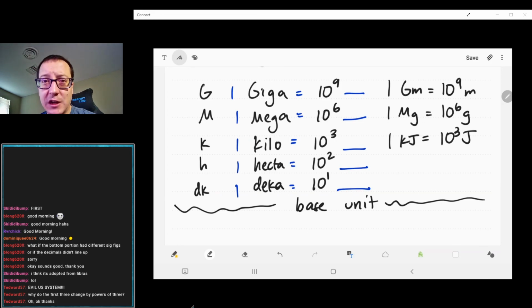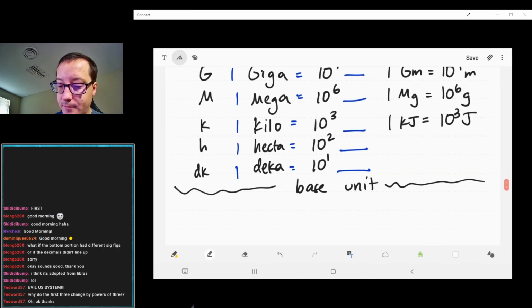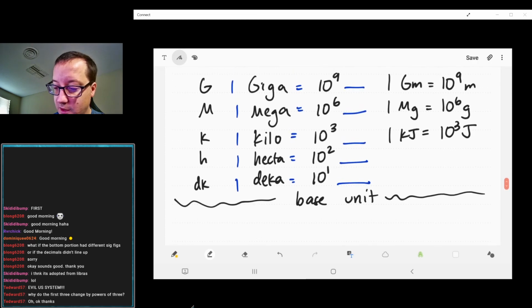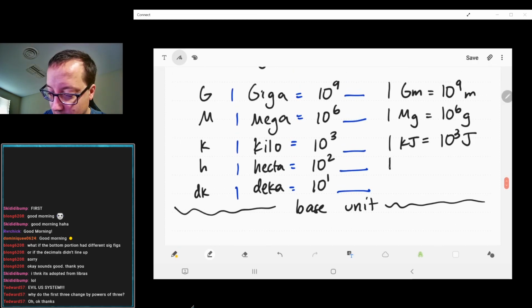Deca is not very commonly used, and neither is hecta, to be honest. Most people, when we're talking about the big ones, just go kilo, mega, giga, tera, maybe. No one really talks about hecta and deca, but we'll throw them out there anyways. Cool. Here, we'll do a couple of examples. How about 1 hecta? What unit shall we have here? Hectawatt. Why not? Is 100 watts.